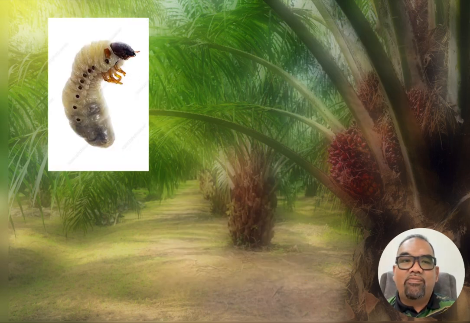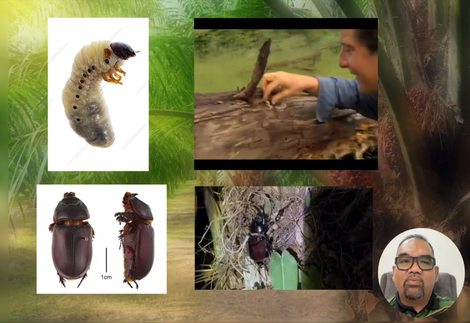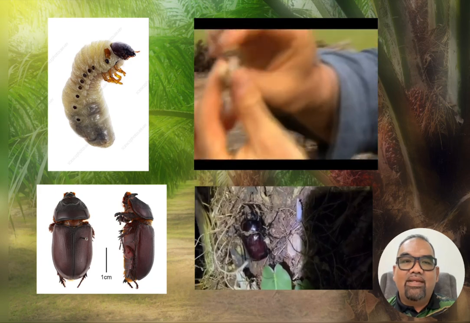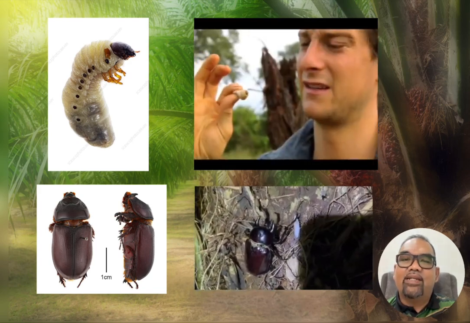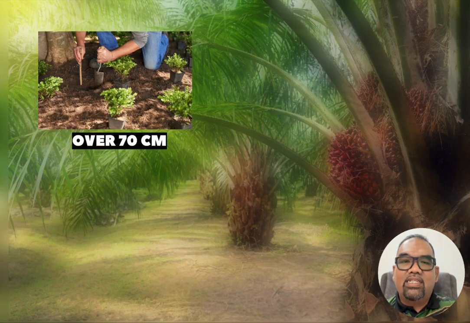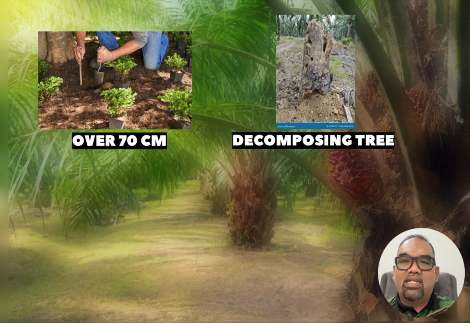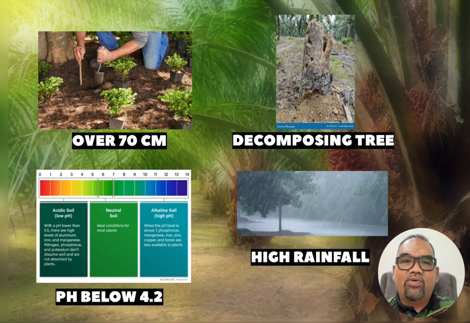Immature beetles prefer dead standing coconut palms and various decomposing organic materials for breeding, while adults primarily live on fresh plants but return to decomposing sites to mate and breed. Studies indicate that habitat features like ground cover over 70 cm, decomposing tree trunks with 77% moisture, soil pH below 4.2, and high rainfall increase beetle population density.